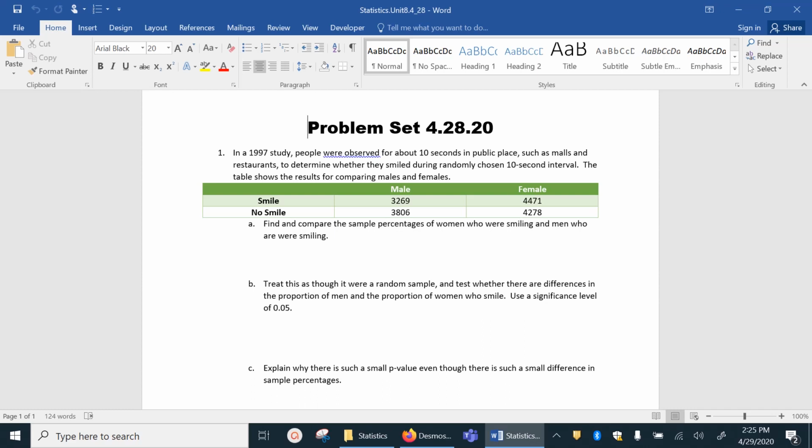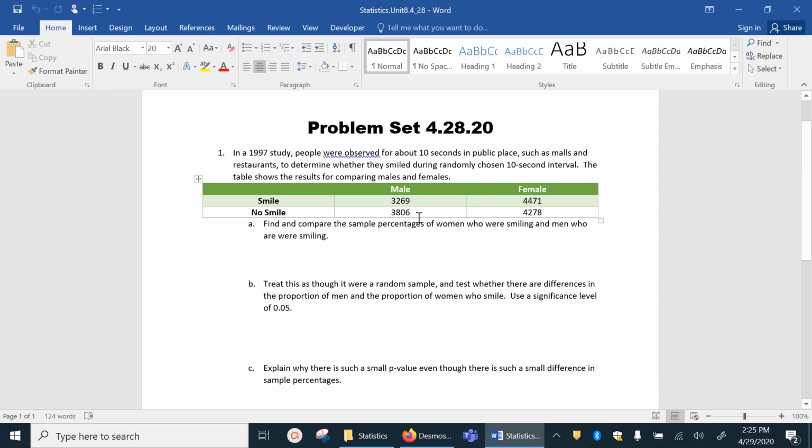Review day. This is me just going over some problems that we did this week. In 1997, a study where people were observed for about 10 seconds in public places such as malls and restaurants to determine whether they smiled during randomly chosen 10-second intervals. The table below shows the results comparing males and females. So, part one, find and compare the sample percentages.